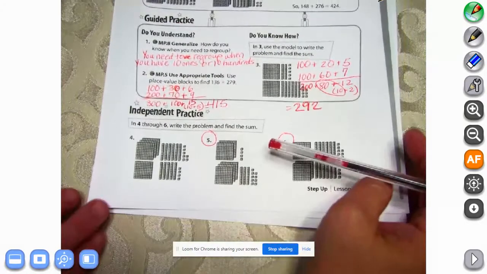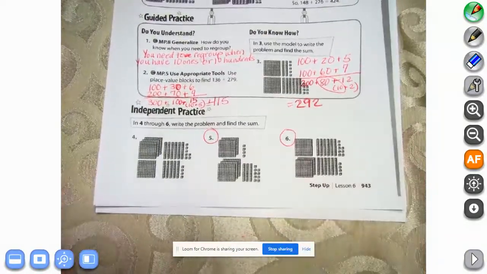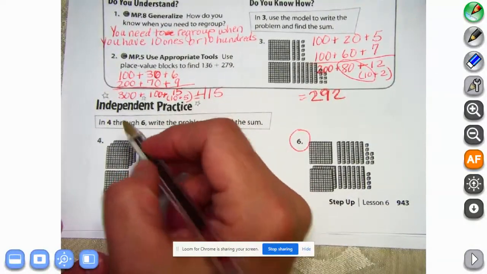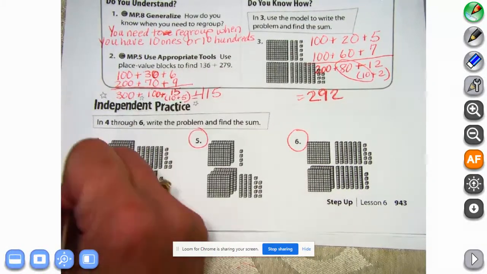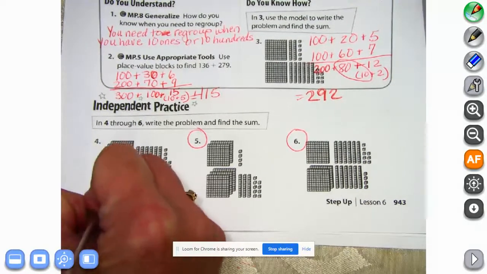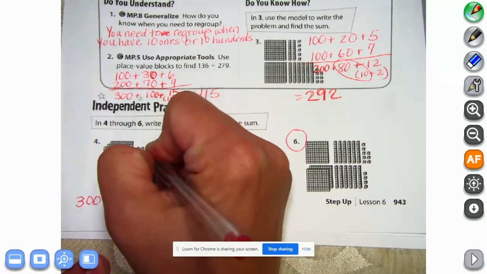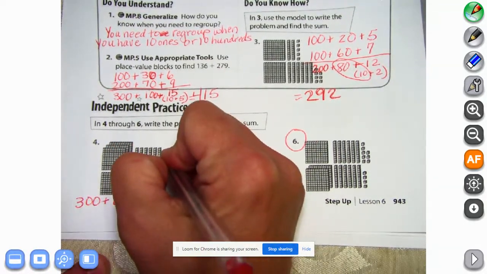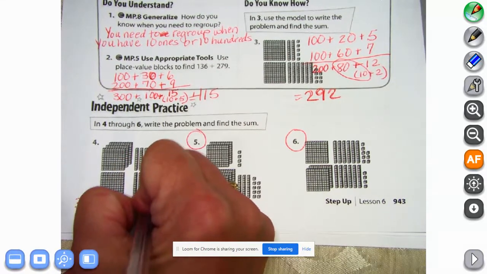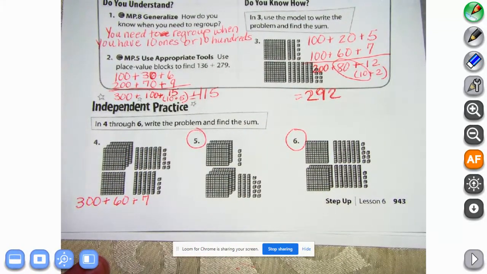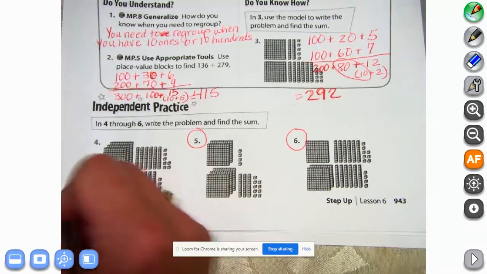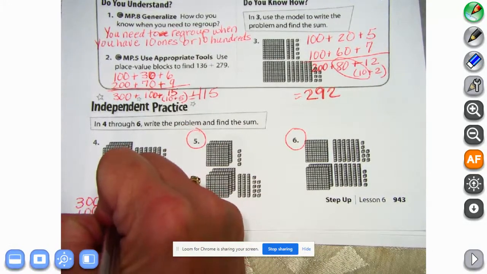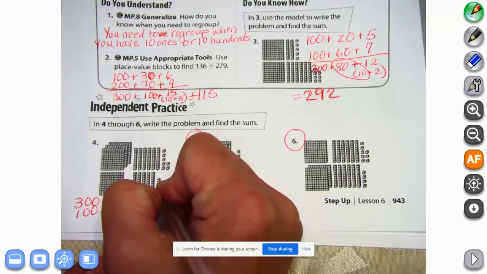Okay, let's move up to number 4. We're going to count our hundreds. We have 1, 2, 300. So write your 300 plus 10, 20, 30, 40, 50, 60. 1, 2, 3, 4, 5, 6, 7. This one we have 100, 10, 20, 30, 40, 50. 1, 2, 3, and 4.